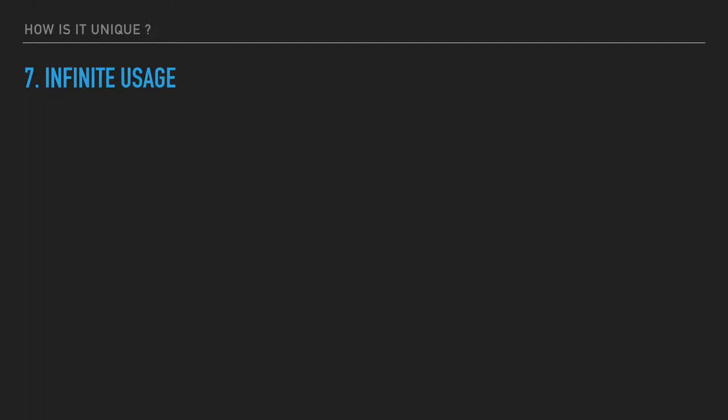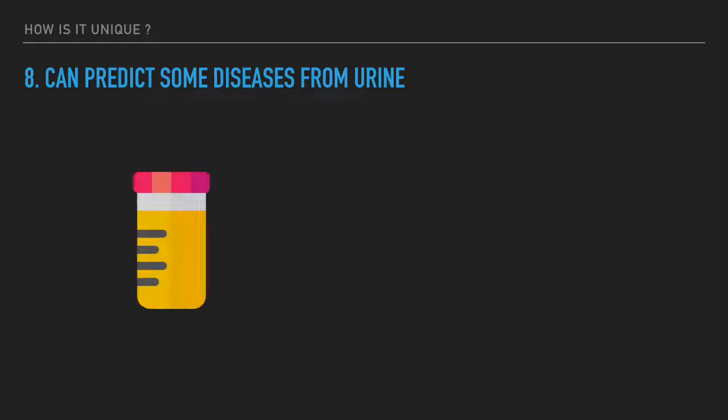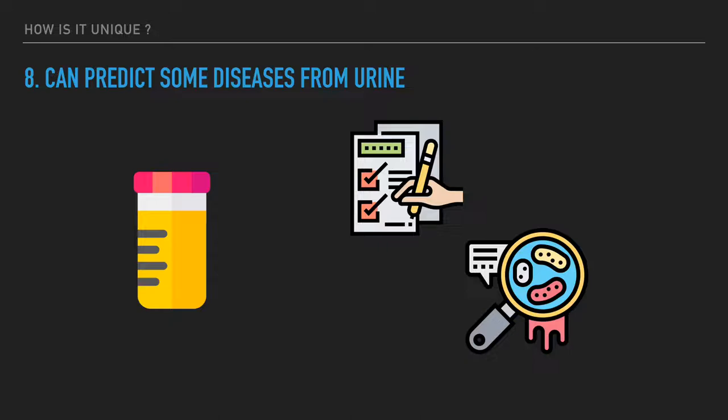Furthermore, we decided to use a rechargeable battery, which the user can use infinitely many times until the battery runs out or is destroyed. For the last unique feature, it can also predict some diseases by analyzing the abnormal values of each component found in urine.